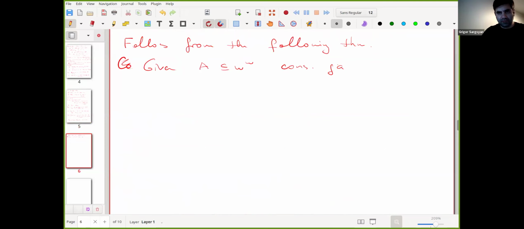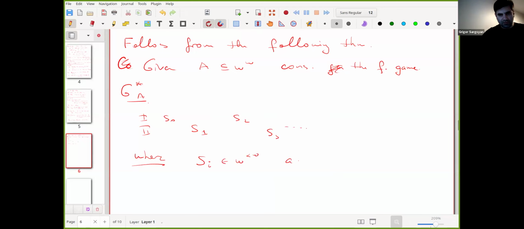Okay, so given A, consider the following game. Let's call it G star A. Right, so 1 and 2 are playing S0, S1, S2, where Si is a finite sequence, and so let's say one means the concatenation ends up in A. And of course, because of pairing, this is really a game on integers, right?